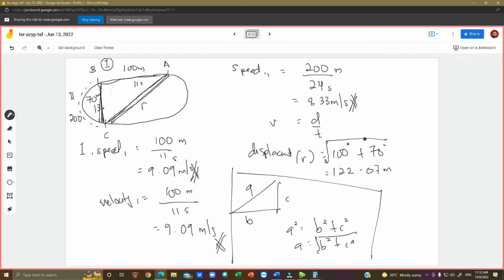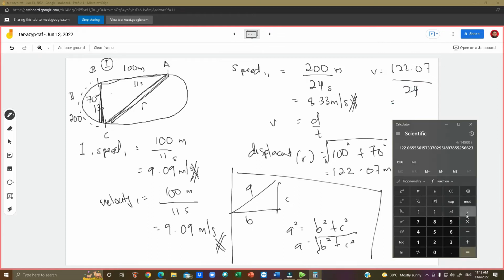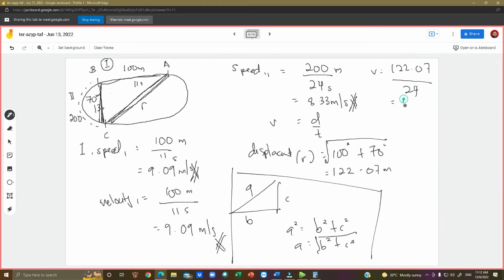So if we want to find the velocity, velocity equals displacement, 122.07, divided by time. The time is the same time, which is 24. Divided by 24, we have 5.08 meter per second. And you are going to notice that the velocity will become lesser compared to the speed because the distance covered is lesser.